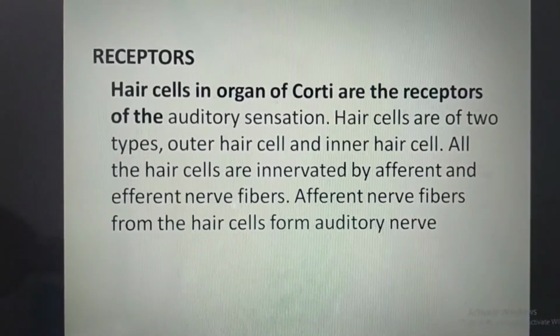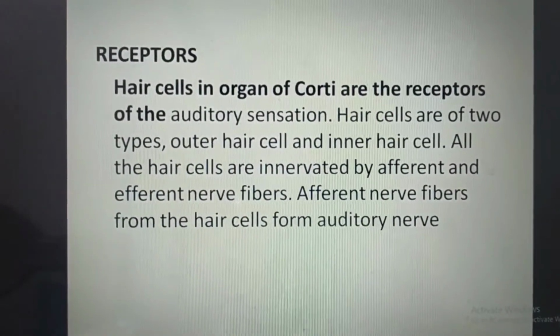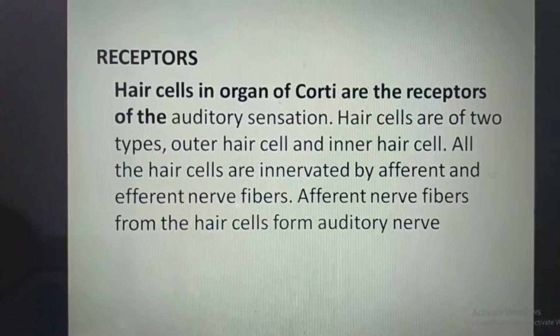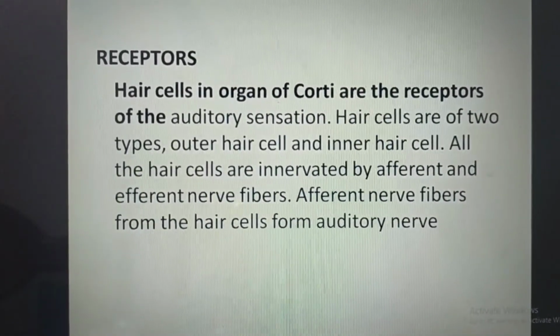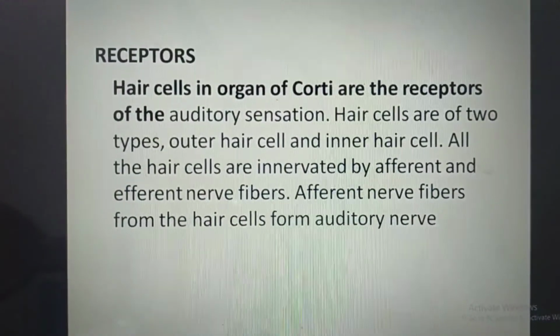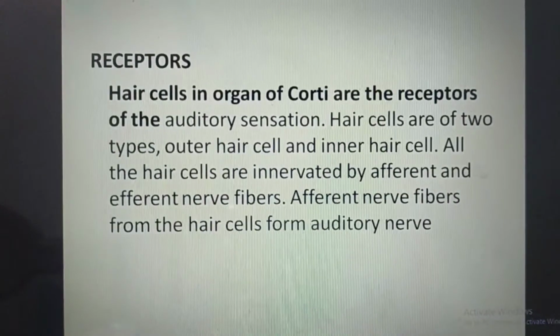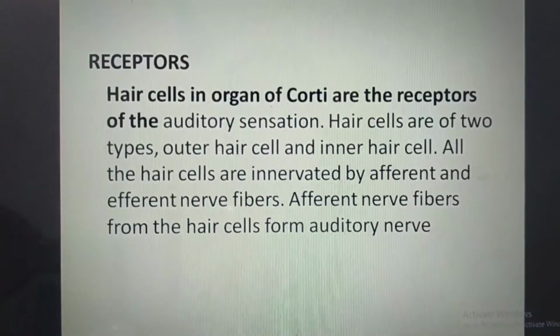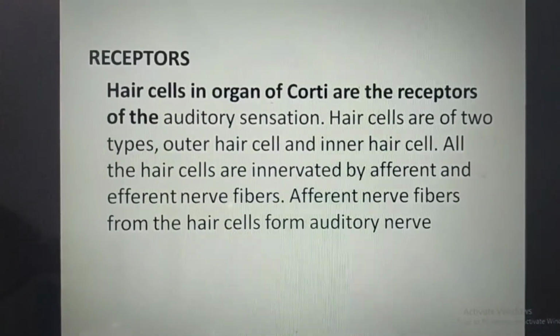Receptors. Hair cells in the organ of Corti are the receptors of the auditory sensation. Hair cells are of two types, outer hair cells and inner hair cells, and we have talked about this in our previous lectures. All the hair cells are innervated by afferent and efferent nerve fibers. Afferent nerve fibers from the hair cells form the auditory nerve.